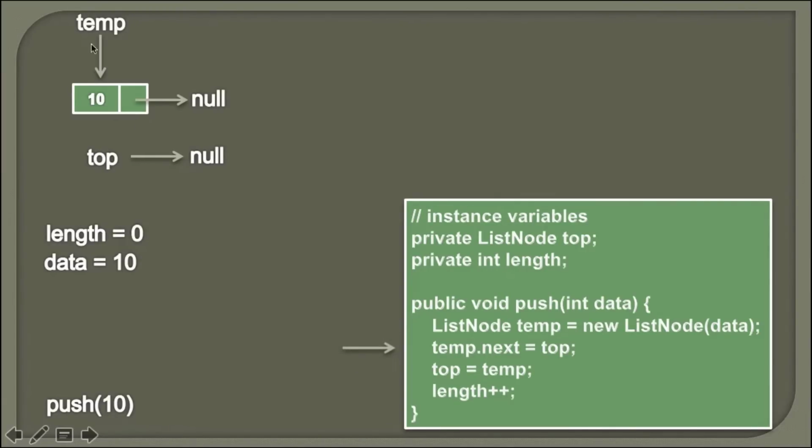Now in order to insert this node into the stack, the first step we do is we assign the value of top to temp.next. So friends, here you see temp points to this node and its next points to null. And when the stack is empty, we know that top is also pointing to null. So in the first step, we are simply assigning a null value to temp.next. So it would look something like this. So after this step, temp.next is pointing to null and top is also pointing to null. Moving ahead.